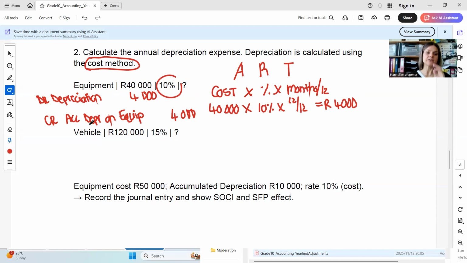And by crediting the accumulated depreciation on equipment account, you are saying that the value of your fixed assets is now decreasing within your SFP. Okay, so even though you are adding onto the account, you are decreasing the value of your asset. So now your equipment's carrying value is 40,000 minus 4,000. So in your SFP under your fixed assets, you will now no longer have 40,000, you will have 36,000 for your equipment.